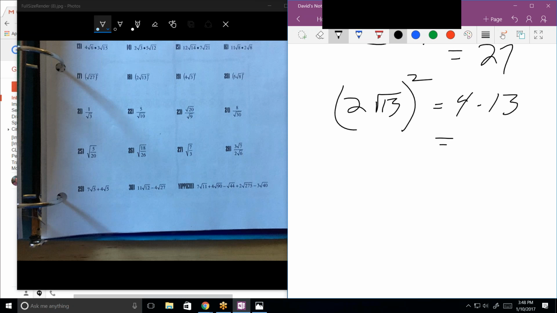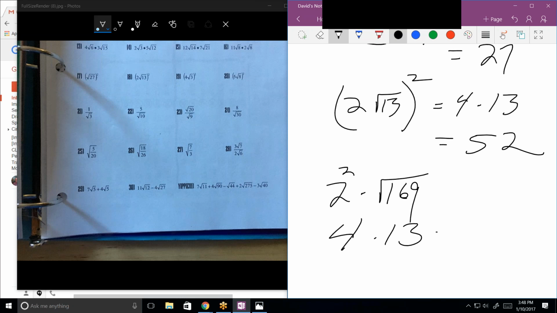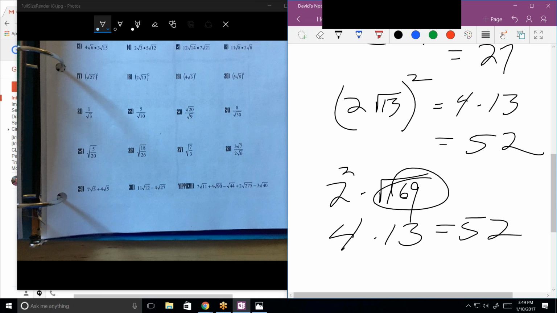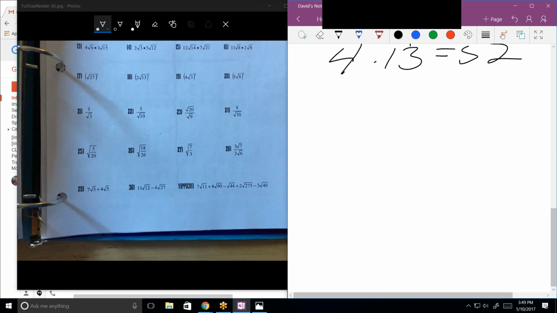And now notice I get my answer without ever dealing with a number greater than 52. The way you were going to do it was 2 squared times the square root of 169, which is still 4 times 13, but I got to deal with this big number, 169. I may not know what the square root of 169 is. So whenever you're doing math, when you can keep numbers small as opposed to big, always do it that way.